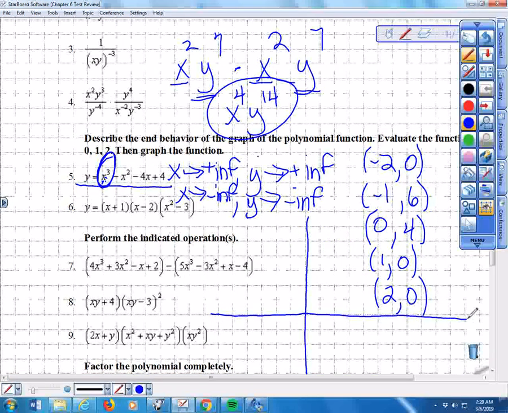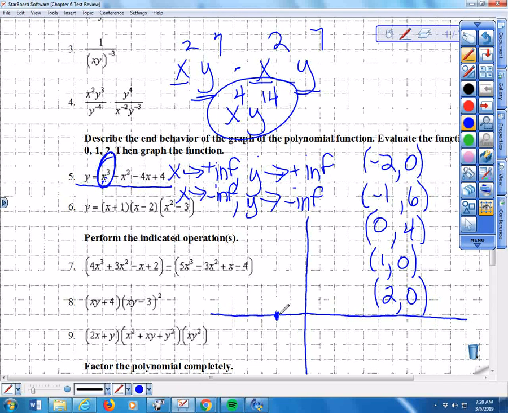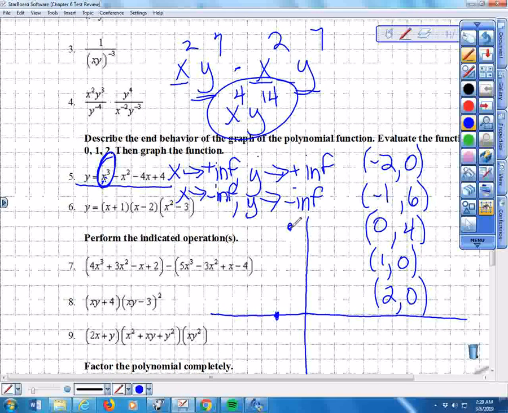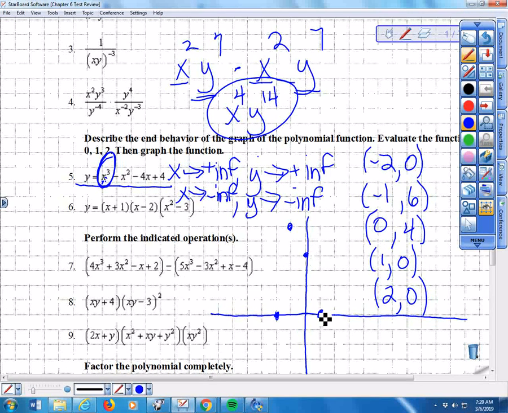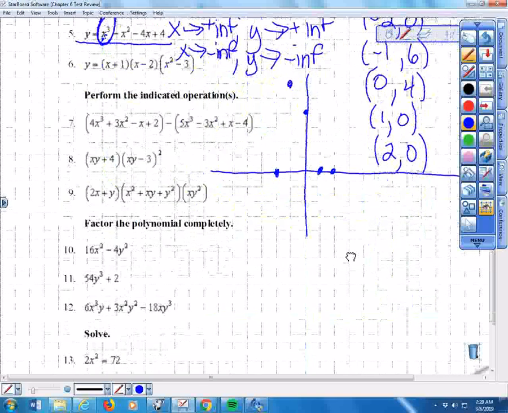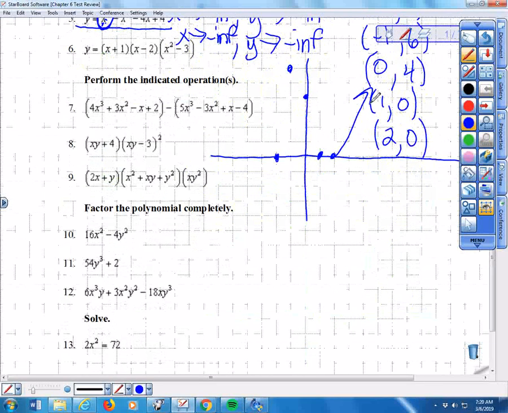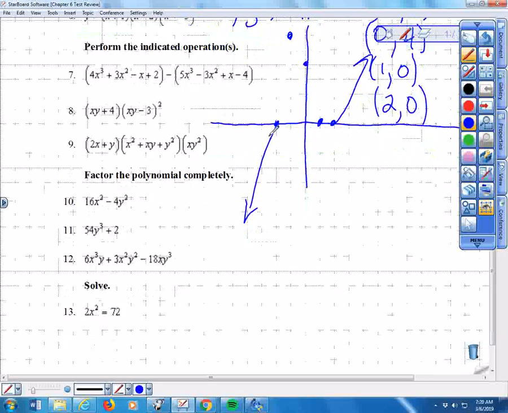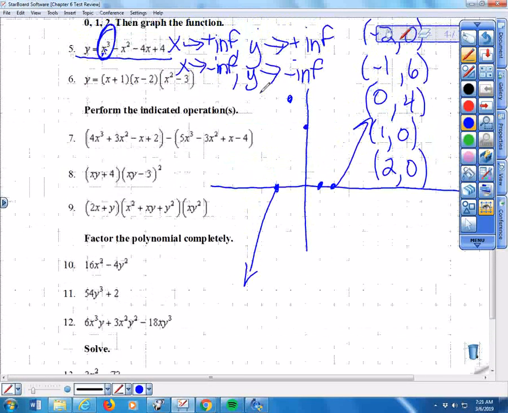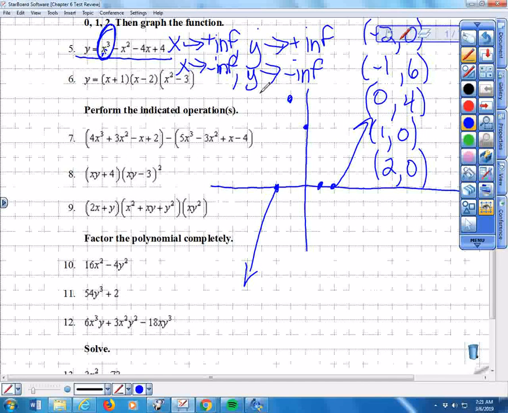So at negative 2, I have 0. At negative 1, it's 6. At 0, it's 4. At 1, it's 0. And at 2, it's 0. Okay, I know the end behavior is going to shoot off this way and this way, because that's what I found out. As x approaches positive infinity, y approaches positive infinity, and as x approaches negative infinity, y approaches negative infinity. So once I find those end zeros, I know after that it's going to shoot in that direction.